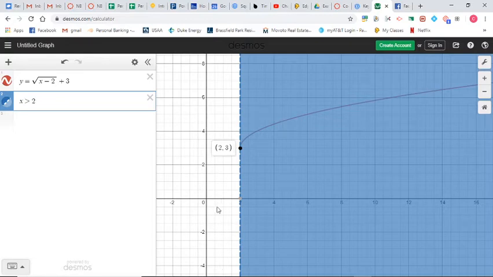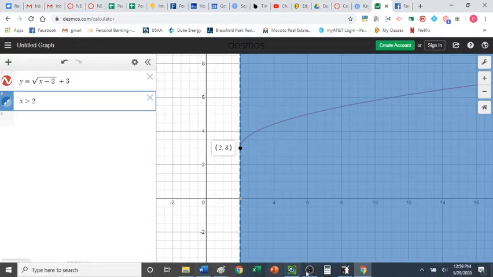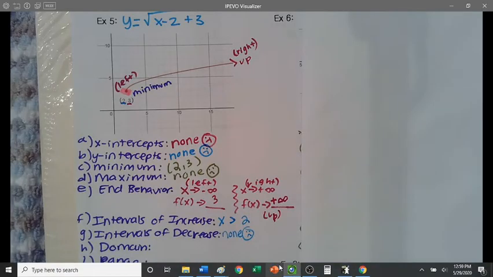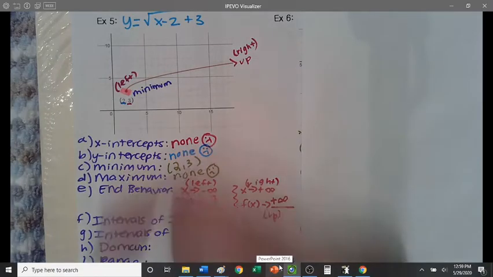Okay, and then the last step, so let's go back to our nifty paper. So this graph is increasing, if you want to label that.